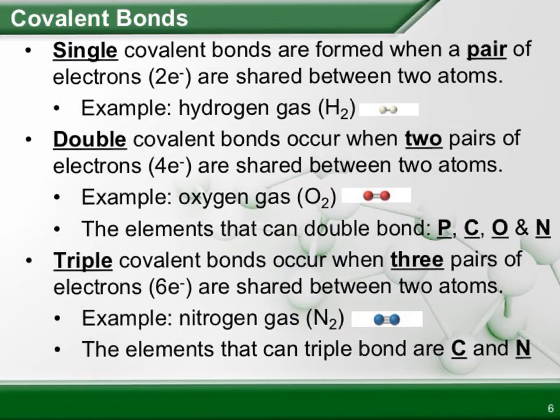Triple covalent bonds occur when there are 3 pairs or 6 electrons shared between two atoms. So nitrogen gas, since it wants to gain 3, if we have two nitrogen atoms bonding together, they're going to form a triple bond. Carbon can also triple bond.